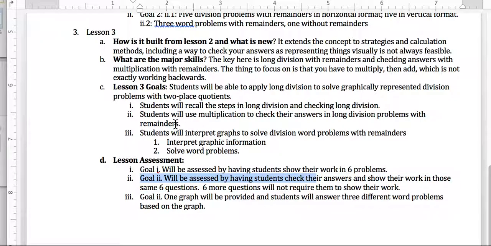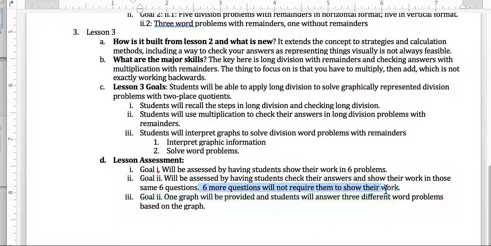Those same, goal number 2, will be assessed using those same 6 problems where they also have to show their work in checking their answers. Now again, I expect some students to get some of these wrong, not because they don't get the process of long division and checking your answers, but because they have mistakes in their math facts. So I have to be careful about what I'm assessing here. I don't want to mislead myself by thinking students aren't getting long division because they don't know their math facts. If they get the process, they get the process. That's where I'm really looking at the work.